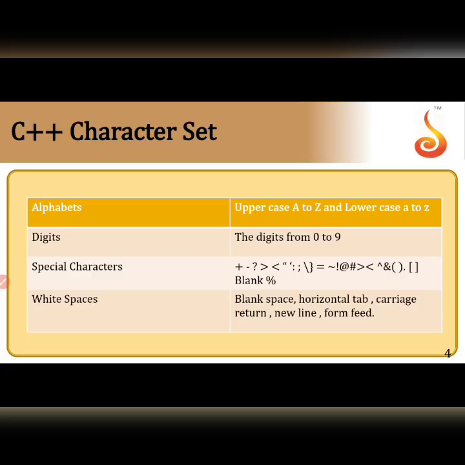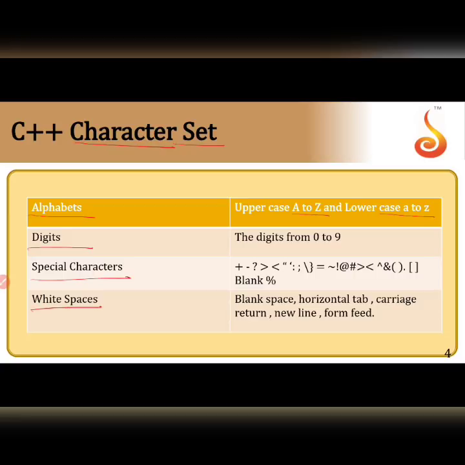Next is the C++ character set. What do you mean by character set? Character set means the valid symbols available in the language to write a program. So that is a character set. The C++ character set is divided into 4 categories. They are alphabets, digits, special characters and white spaces. When I say alphabets, it is uppercase A to Z and lowercase a to z. C++ is a case sensitive language.